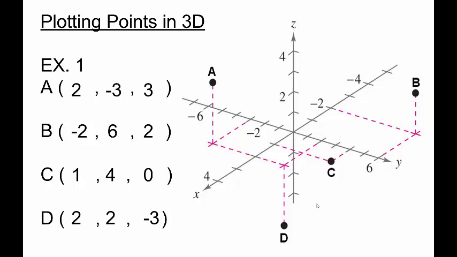Okay, so if you're identifying the location of an ordered triple, use this technique of following the dashed lines and then use your finger for the z. If you are graphing the points yourself, which there will be a couple on your homework that you graph, draw in these dashed lines and then approximate z with your fingers as well.